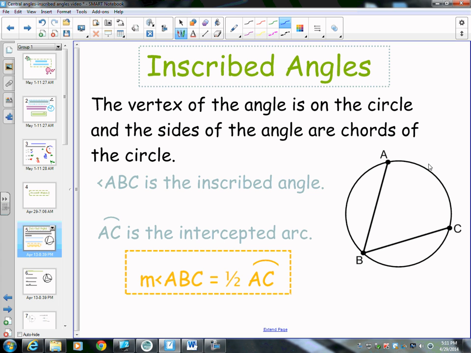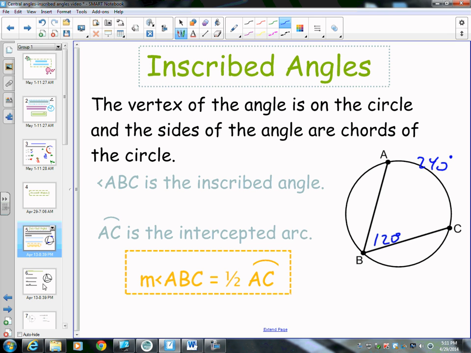Let's say we know the angle to be 120 degrees. What would the arc be? Well, if the angle is half the arc, that means the arc is twice the angle. So 120 times 2 would give us 240 degrees for the arc.